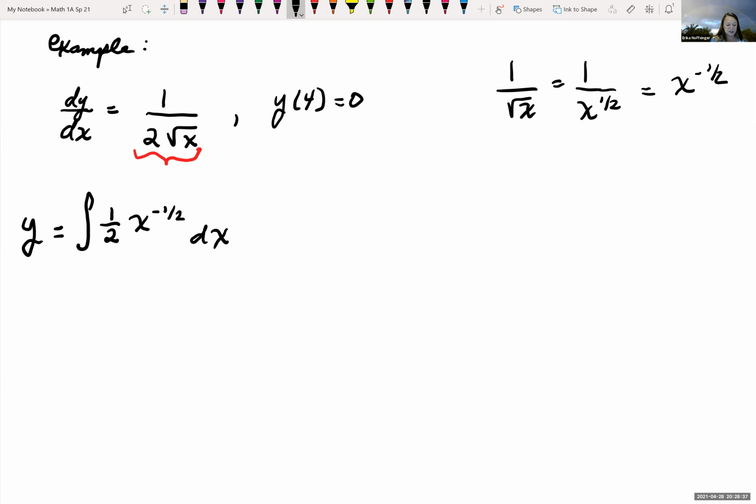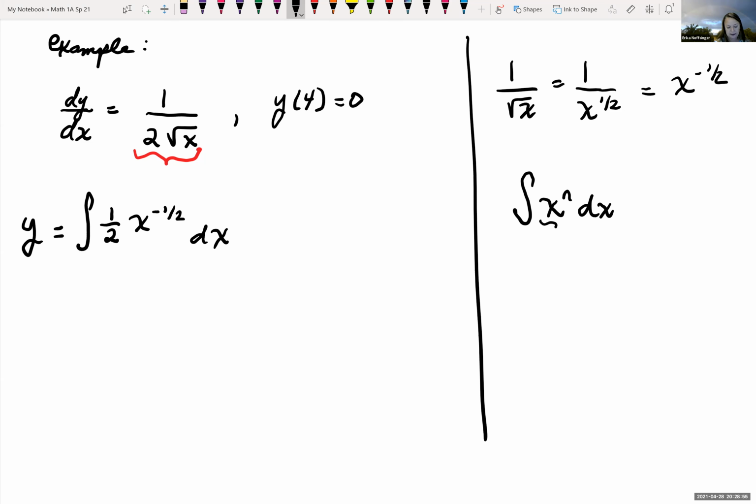Recall, we just talked about antiderivatives. If you're looking at the antiderivative of x raised to some power n dx, the antiderivative is what we could take the derivative of to get back this integrand, x to the n. Remember, when we're taking derivatives, we bring our power down and subtract 1 from our exponent. So knowing that we subtract 1 from our exponent and want to get back in, we actually add 1 to our exponent.